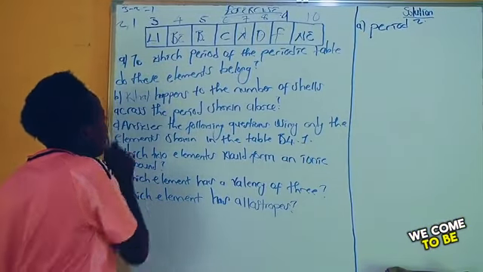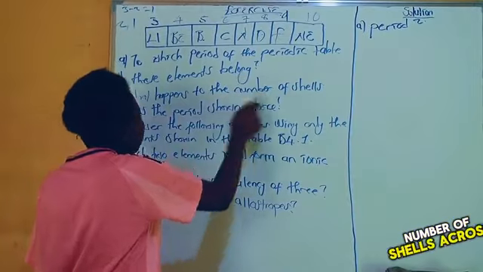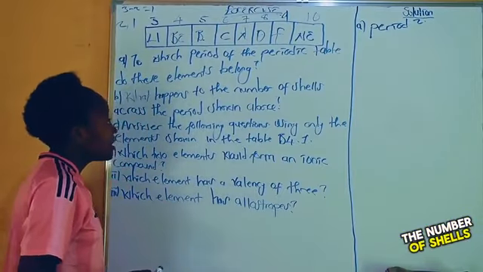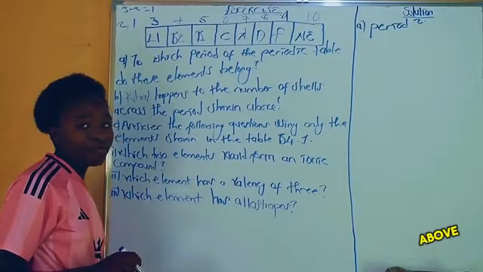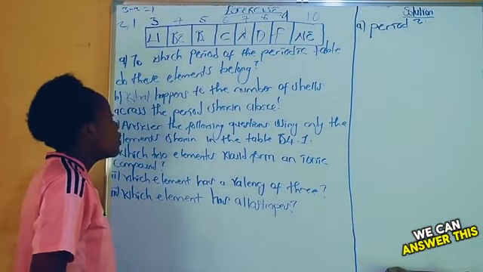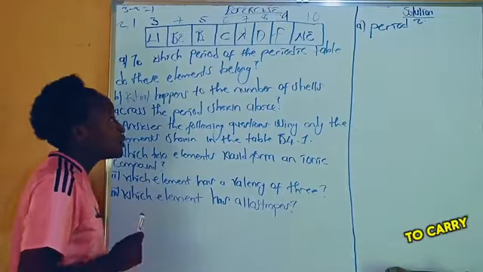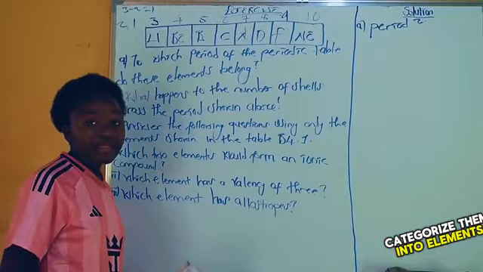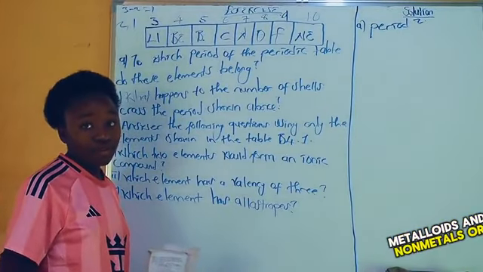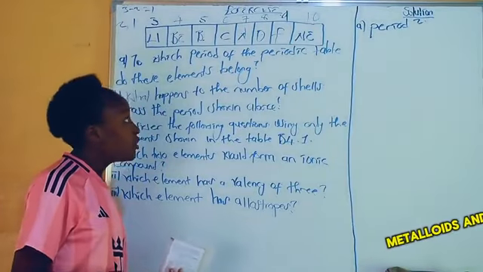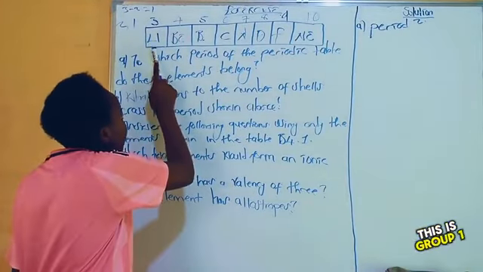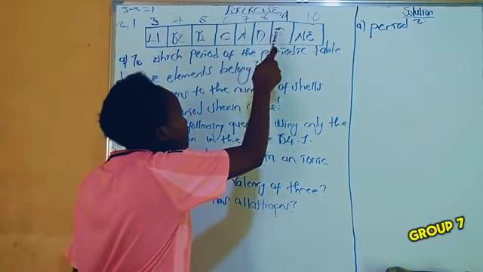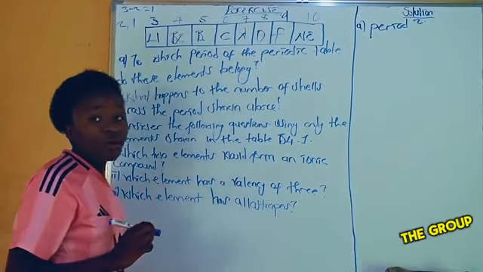Okay, we come to B. What happens to the number of shells across the period shown above? So here we can answer this. We should be able to categorize them into metals, metalloids and non-metals. This is group 1, group 2, group 3, group 4, group 5, group 6, group 7, group 8. These are the group numbers.